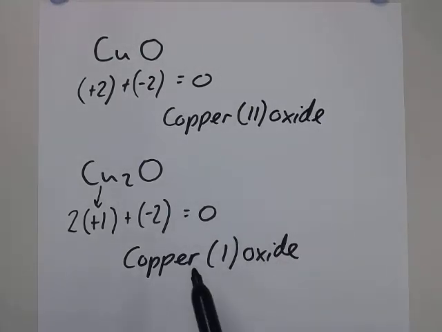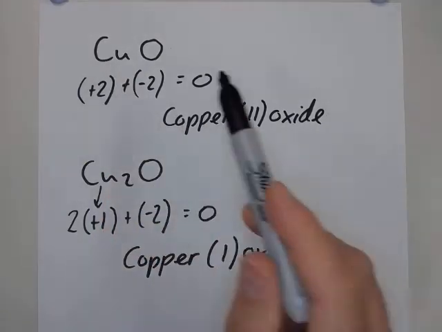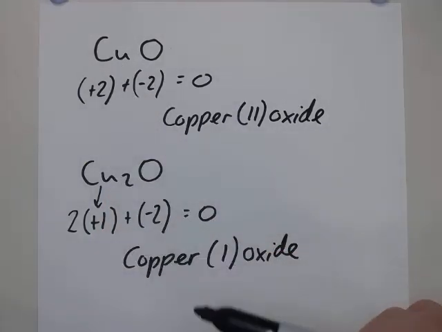People get confused because they see copper(I) and think it's this one here because they've only got one copper, but it's nothing to do with the number of coppers, it's to do with the oxidation state of the copper. Slightly more difficult example, we'll be looking at two different sulfates.